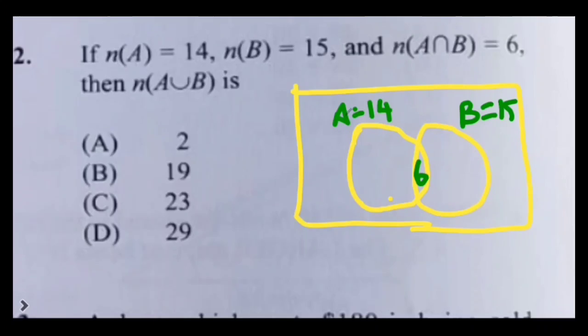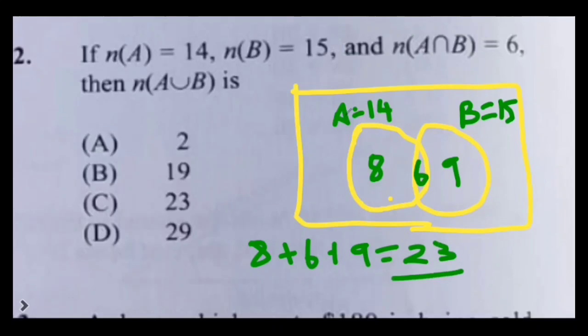And they're asking you for A union B. So first we need to find how much is A only, how much is B only, and then we can add those up together. So we know how much is in the intersection. So 14 minus 6 would give us our A only, and that value is 8. And then 15, which is our B value, minus 6 would give us 9, which is our B only value. So to get our union, it's going to be 8 plus 6 plus 9, which would give us a value of 23. And that is our A union B value, and that is going to be C.